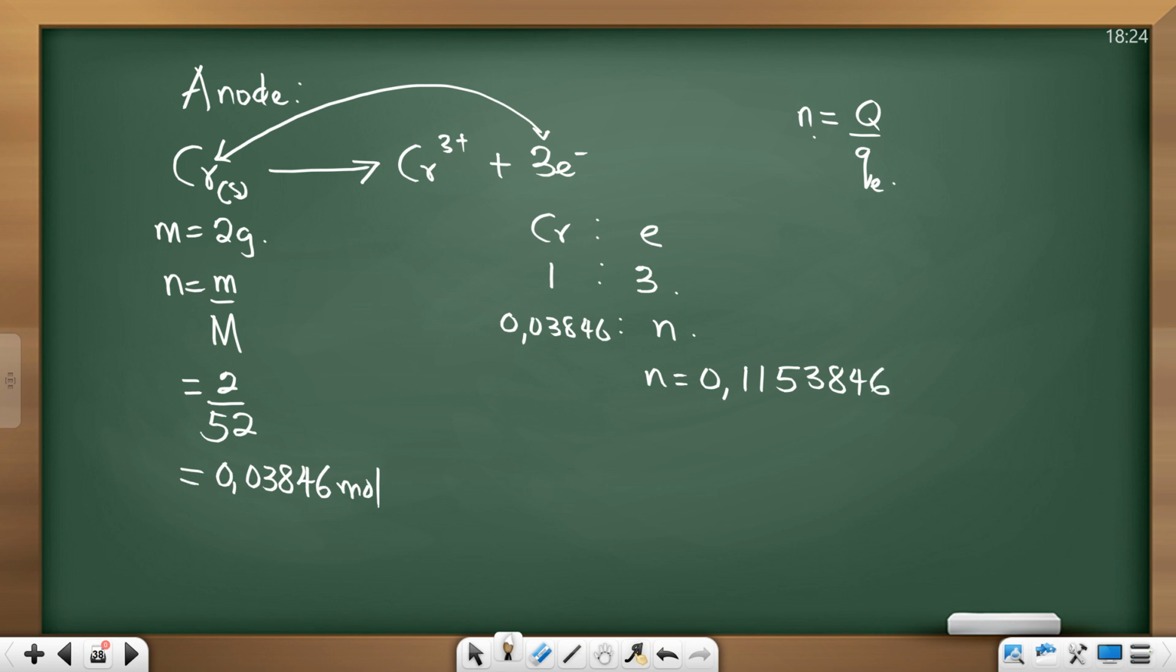Now, do we have our N already? We do. N equals Q over Qe. Do we know the number of moles? 0,1153846. What is the charge on an electron? Whether you say negative or not, it doesn't really matter. Negative 1,6 times 10 to the power negative 19.